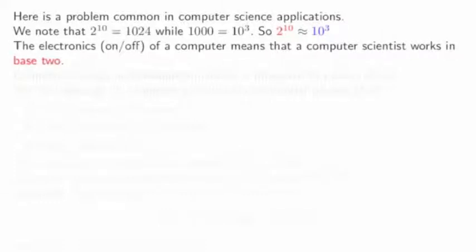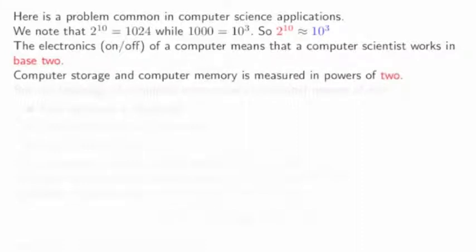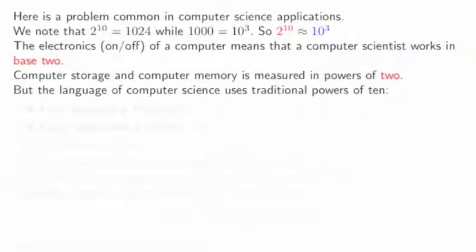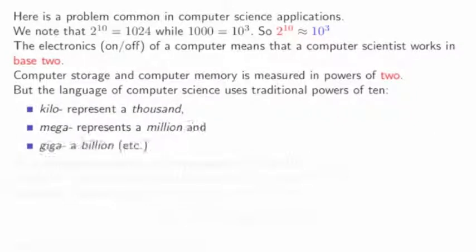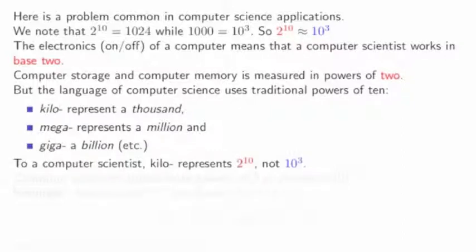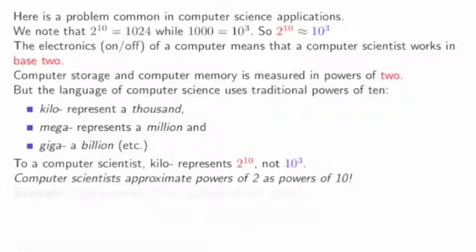Here's a problem common in computer science applications. Note that 2 to the 10th is 1024, while 10 cubed is 1000. So 2 to the 10th is about 10 cubed. The electronics of a computer means that computer scientists work in base 2. Computer storage and computer memory is measured in powers of 2. But the language of computer science uses traditional human powers of 10. Kilo represents 1,000, mega a million, giga a billion, and so on. But to a computer scientist, kilo probably represents 2 to the 10th, not 10 cubed. Computer scientists approximate powers of 2 as powers of 10.